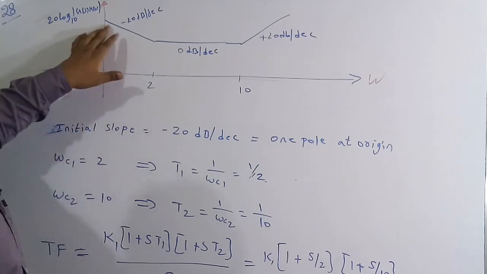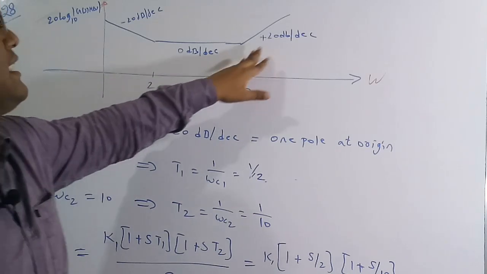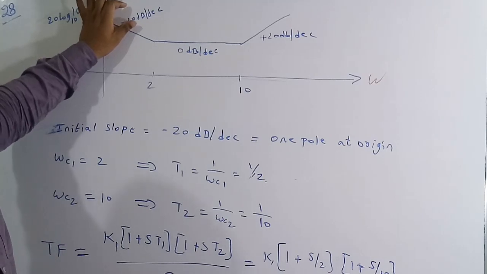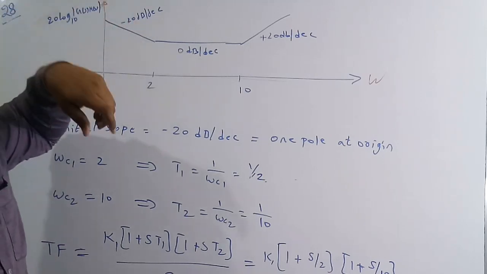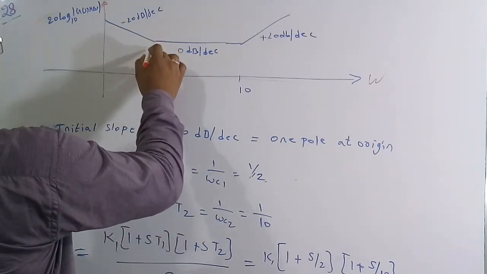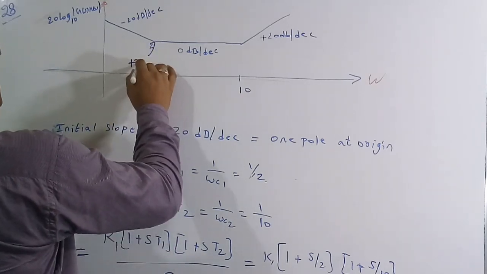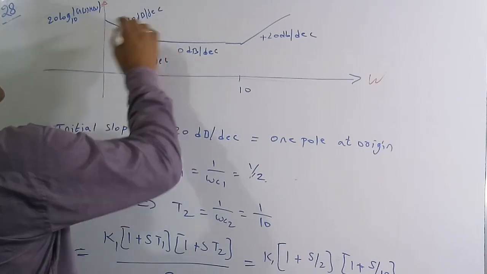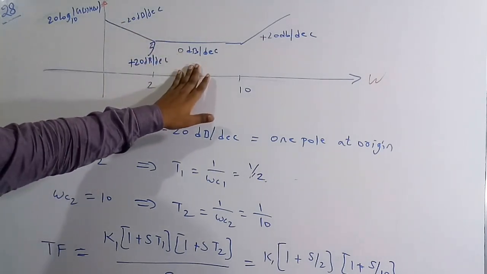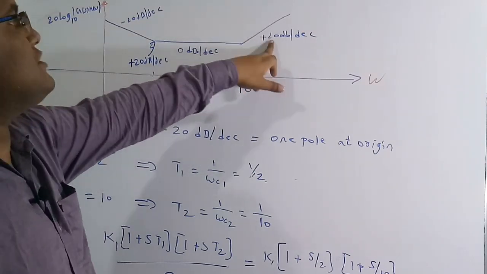Here, if you see, the initial slope is minus 20 decibels per decade, and then we have got 0 decibels per decade, and then there is a plus 20 decibels per decade. The initial slope of minus 20 decibels per decade tells you there is one pole at the origin. So at the first corner frequency, omega equal to 2, we have to add plus 20 decibels per decade to this minus 20 decibels per decade. Therefore plus 20 and minus 20 become 0 decibels per decade. And after coming to omega equal to 10, here again there is a plus 20 decibels per decade.